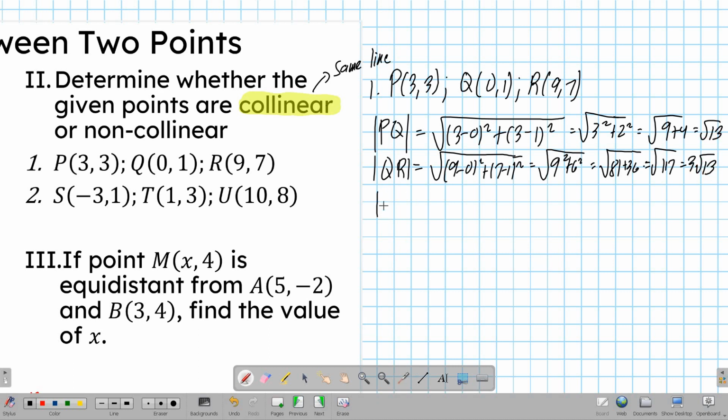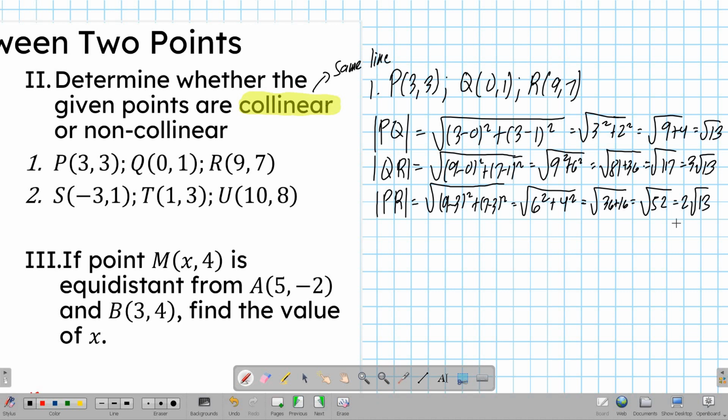Now, let's check the length of PR. I proceeded directly to the distance formula since there are no matching coordinates. So we'll have 9 minus 3 squared plus 7 minus 3 squared. Since 9 minus 3 equals 6, that's 6 squared plus 7 minus 3, that is 4 squared, which is equal to 36 plus 16, which is the square root of 52. And this can be simplified to 2 square root of 13. So as we can see, it looks like they can be added.